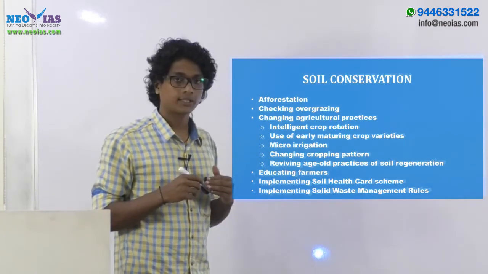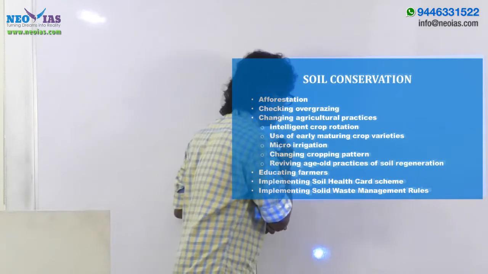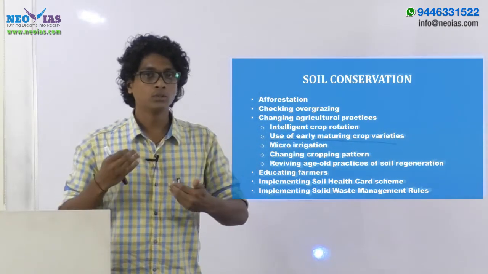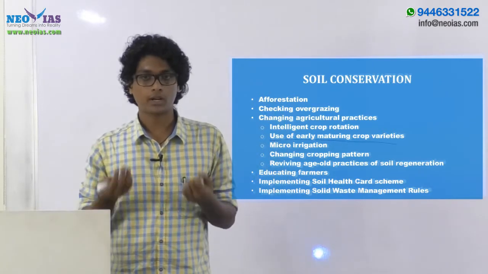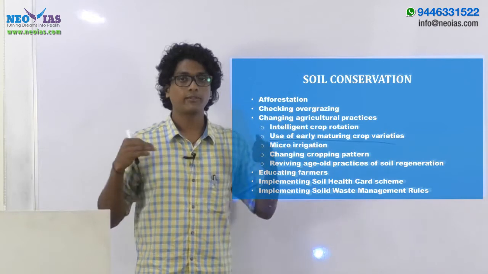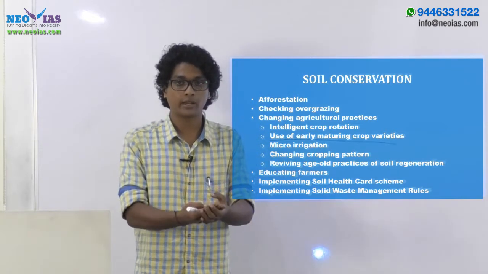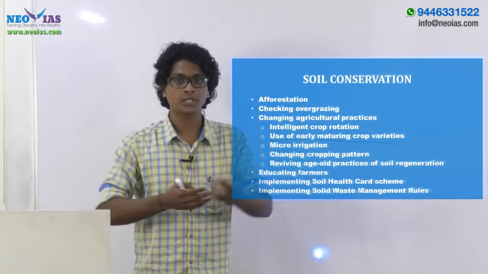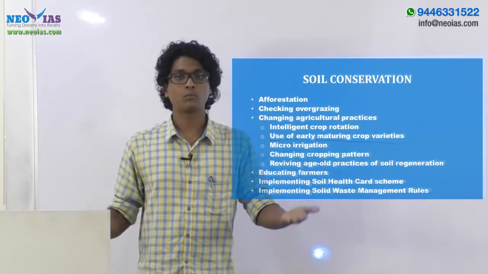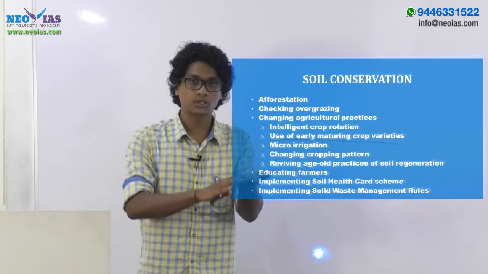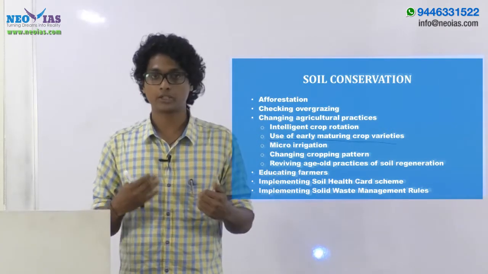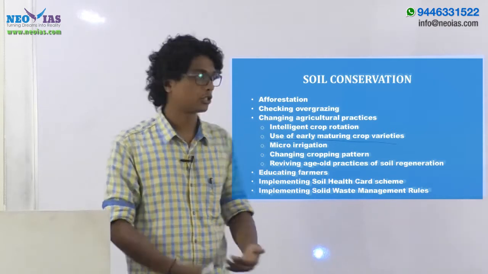Okay, another suggestion is regarding the use of early maturing crop varieties. This can actually reduce the pressure on soil. In the sense, suppose you are cultivating paddy or sugarcane, or generally water intensive crops, in a region which has very little rainfall, then more irrigation and more fertilizer should be there, right? So this can add more pressure on soil, or it can result in soil degradation.